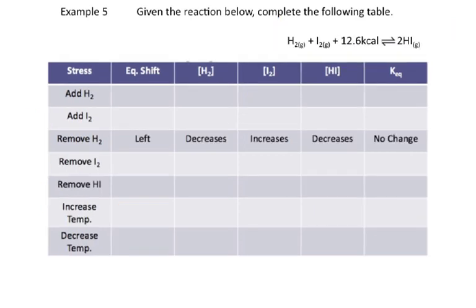Last example, a different chemical reaction. I've already completed the table for removing H2. H2 is on the left. We're going to want to minimize that stress, so we're going to want to replenish the H2 that we removed, meaning we'll shift to the left. Since we have actually physically removed H2, its concentration decreases. Other substances on the left will have their concentrations increase. That's the I2. Substances on the right will have their concentrations decrease. That's HI. And again, no temperature change, so no change in KEQ.